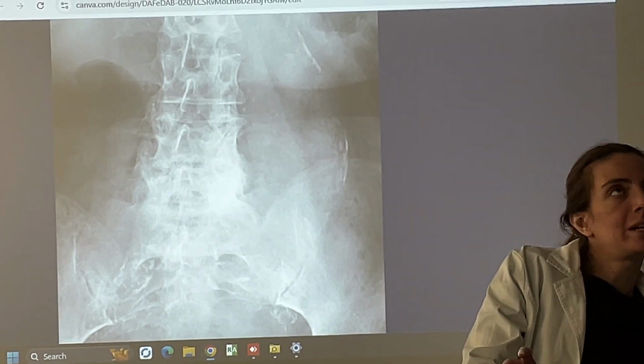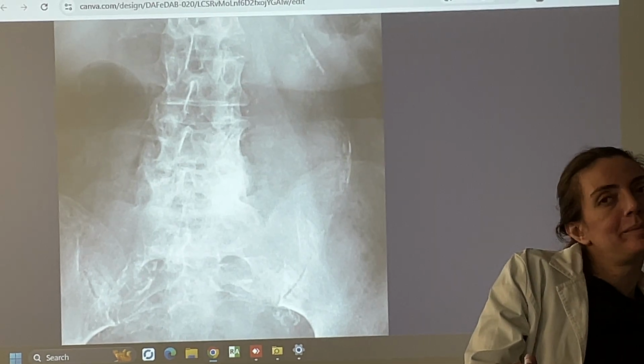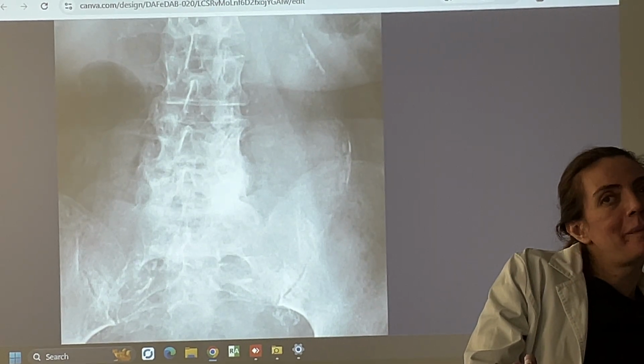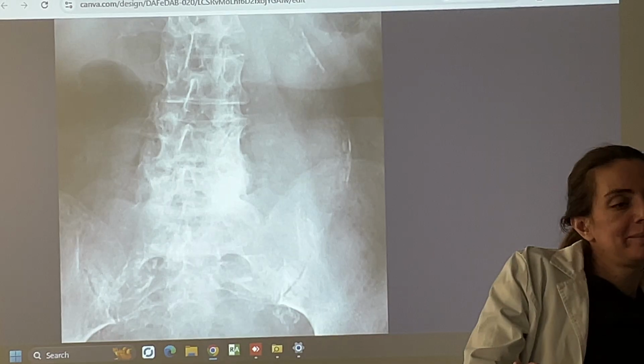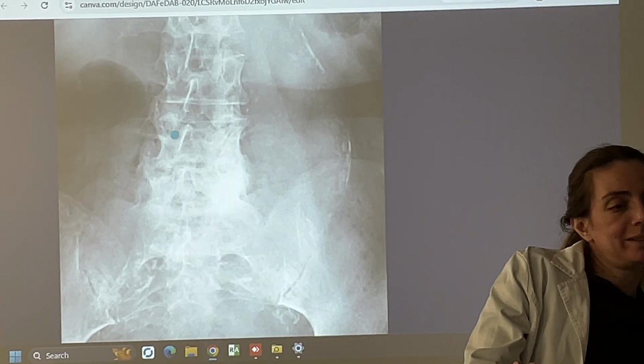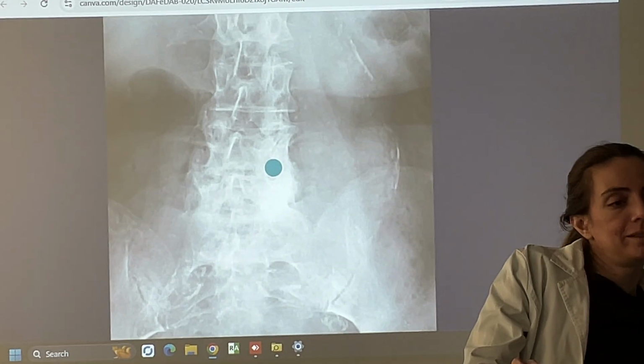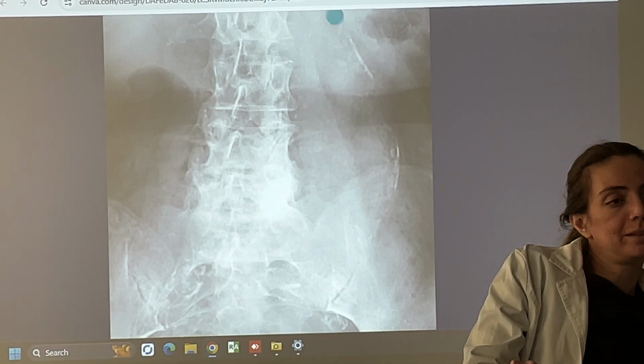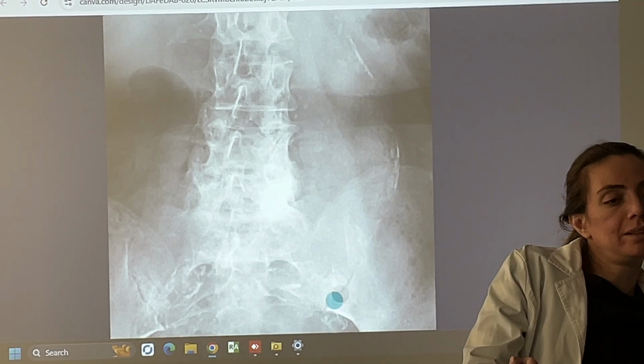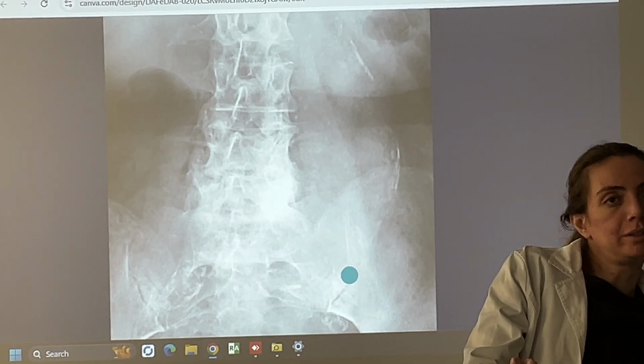And that mesenteric vein, is it to the right or to the left? No, to the right. And where do you find the abdominal aorta? Can you show? Yes, this one. This is the calcified abdominal aorta.